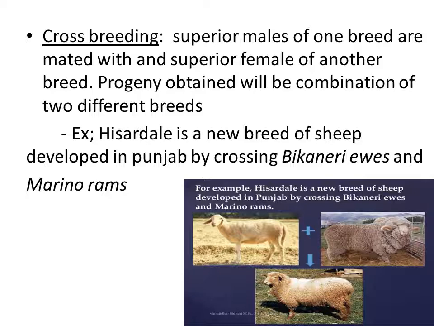In crossbreeding, the two superior parents are selected from two different breeds. One superior male is selected from one breed and a superior female from the other breed. As a result, a progeny will be obtained. That progeny is actually the combination of two different breeds. That kind of breeding we call crossbreeding. The one thing you have to remember here is the example: the name of the organism obtained as a result of crossbreeding is Hisardale. This is actually a new breed of sheep.